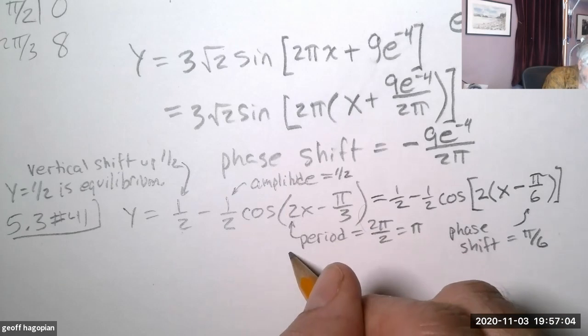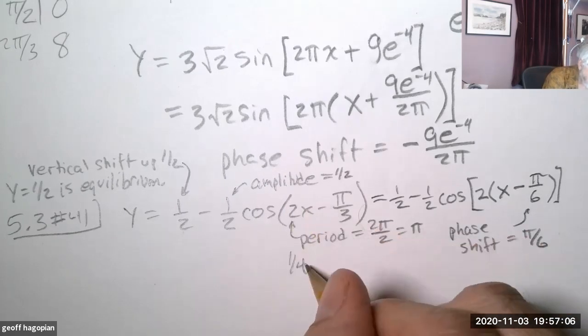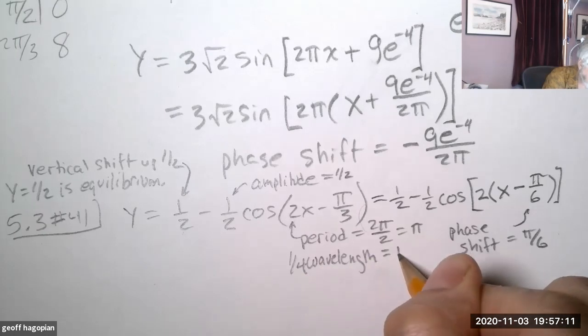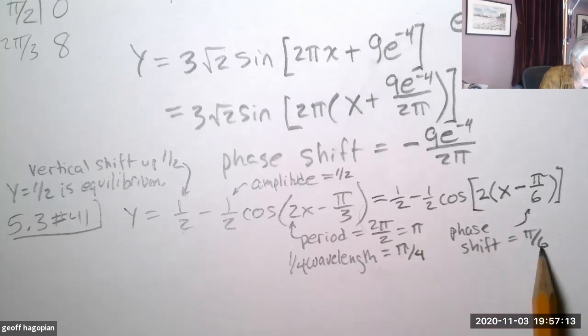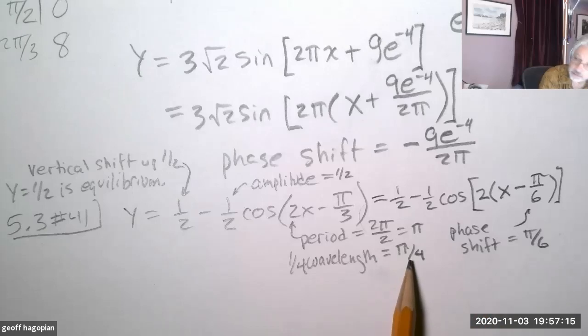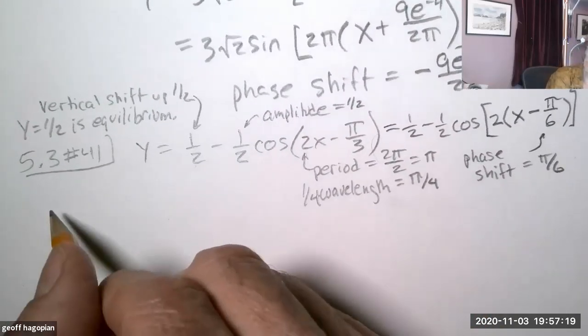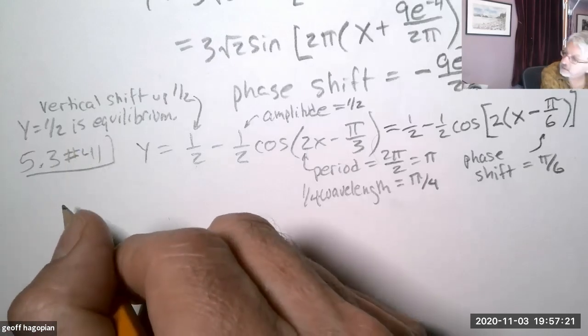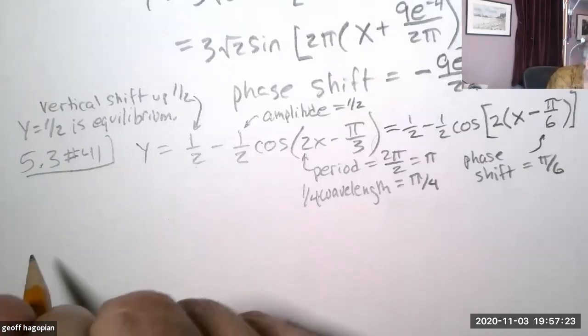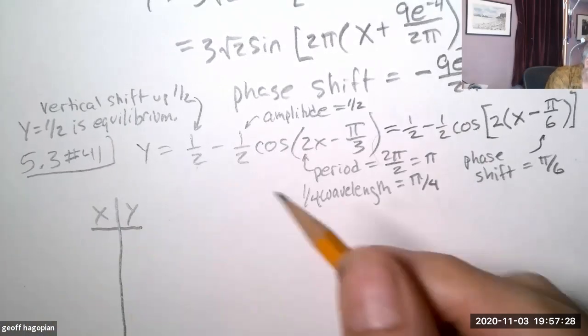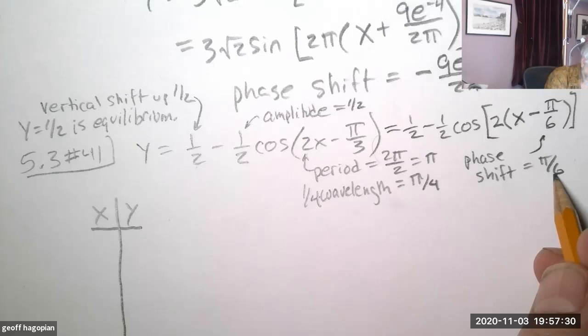So the wavelength is pi. So a quarter wavelength, and I like to compute this. Wavelength, period, same thing, right? So a quarter wavelength is going to be pi over 4. So start at the phase shift and just keep adding pi over 4 for your table of values, right? So we want to make a graph of this thing, right? So I'm going to say here's x and y. And I'm going to start at pi over 6.